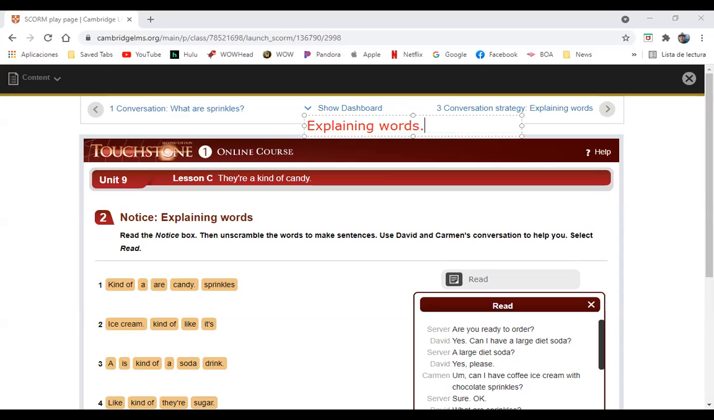We are going to learn how to use kind of, or kind of like. In conversation, sometimes we say kinda. We use kind of when we don't know how to explain and we will try to explain something. We're going to learn this today.